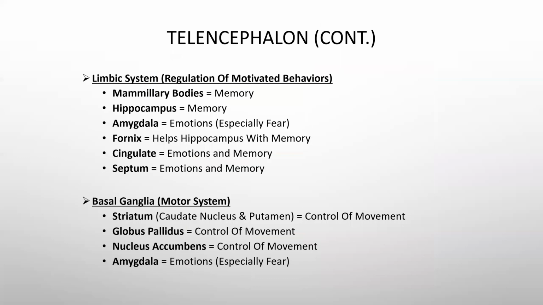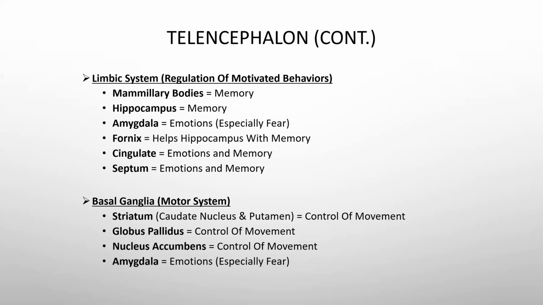Okay, Telencephalon continued here. We have the limbic system. Now, the limbic system is the regulation of motivated behaviors. So we're talking a lot about emotions here. Mammillary bodies are part of this limbic system, and they're for memory. The hippocampus, big memory center. We'll talk a lot about that. Amygdala, emotions, especially fear. Fornix helps the hippocampus with memory. Cingulate, emotions and memory. And septum, emotions and memory.